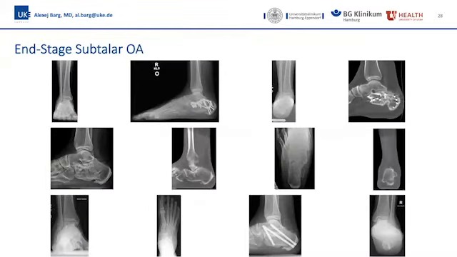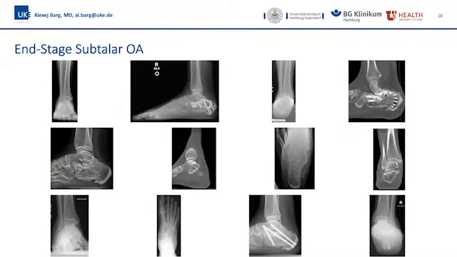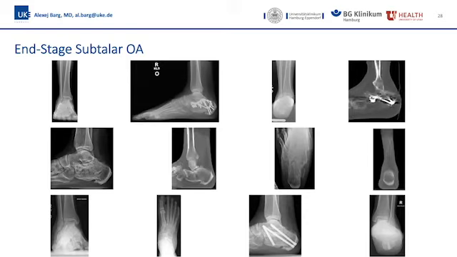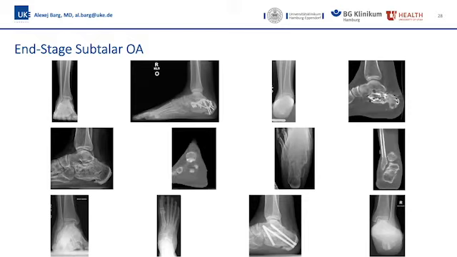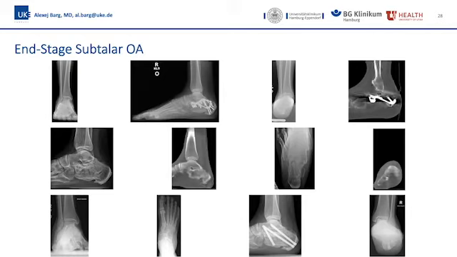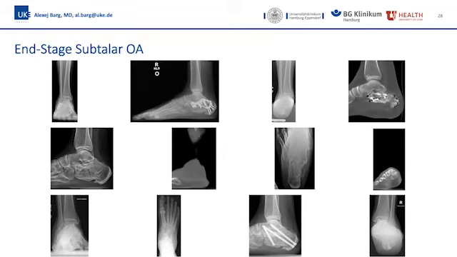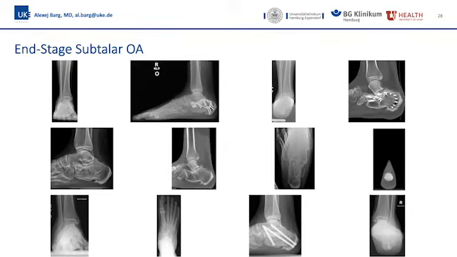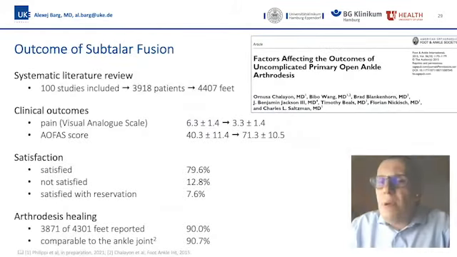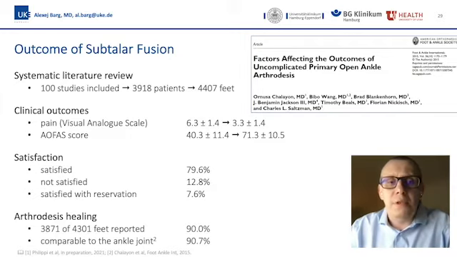Let's talk about end-stage subtalar OA. This is a quite typical course. This guy has been fixed by our colleagues from traumatology. I don't think I could do a better job. First, I removed the hardware and he was happy for 2 years, but then he came back and then I fused it. And the question is how the patients are doing after the subtalar joint is fused.